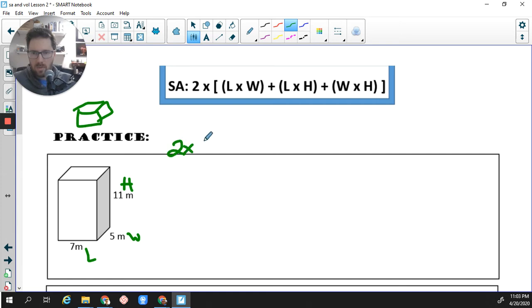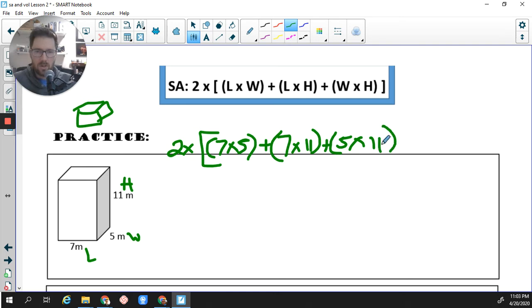2 times, big brackets, length times width. Where's my length? 7 times, my width is 5, plus length is 7 times my height is 11, plus my width is 5 times, and my height is 11.